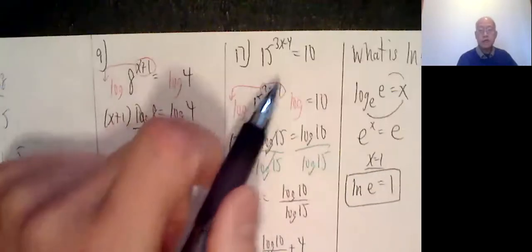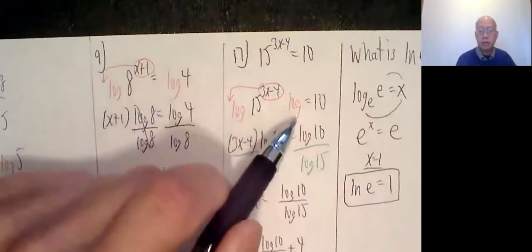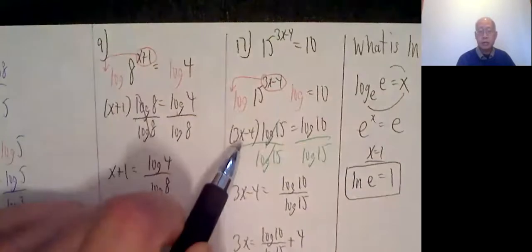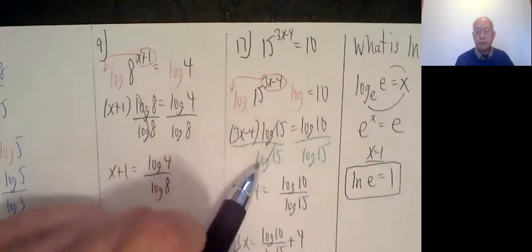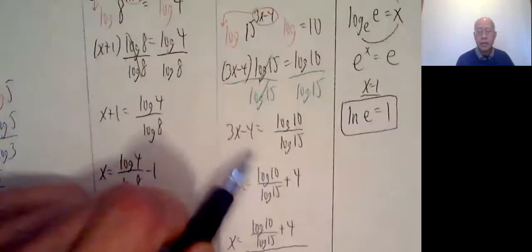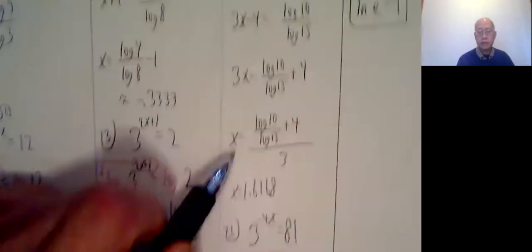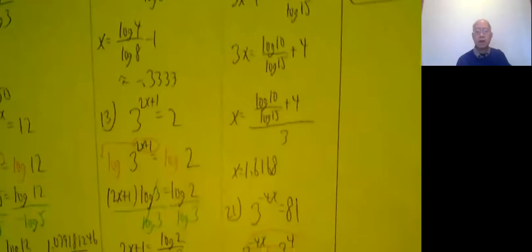Okay, 17 is similar. 15 to the 3x minus 4 equals 10. Log both sides. That enables you to bring the exponent down. 3x minus 4 log 15 equals log 10. Divide both sides by log 15. Looks like that. Add 4. Divide 3. So x is log 10 divided by log 15 plus 4, all divided by 3.